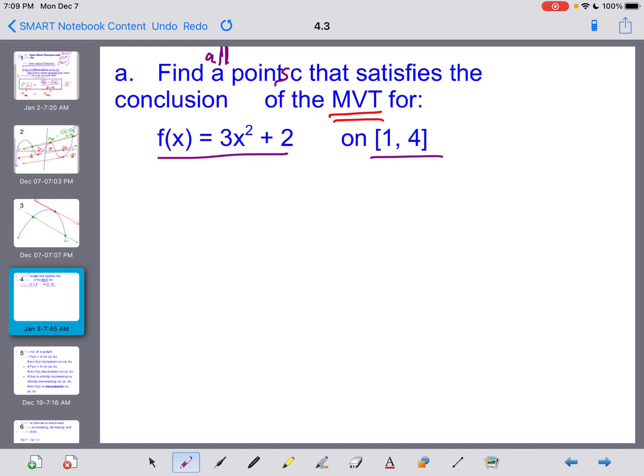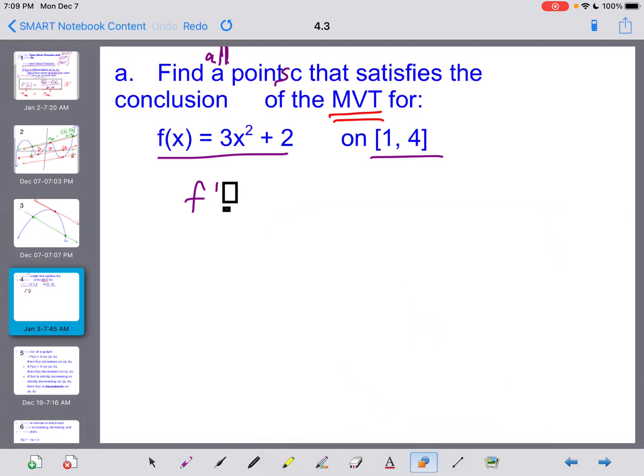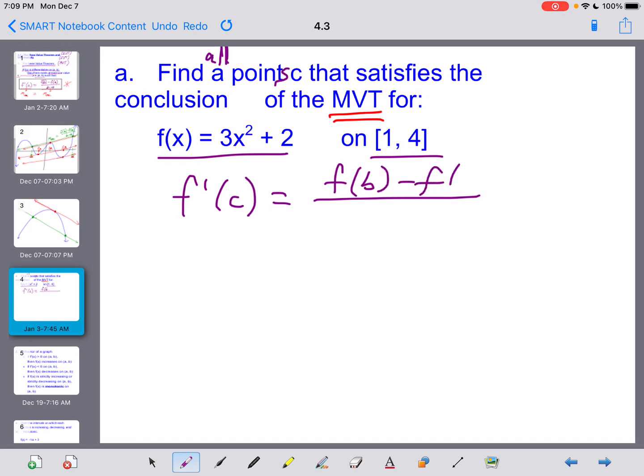Okay, so what do we need to know, guys? The formula for the mean value theorem is f prime of C is going to equal a difference quotient now of f of B minus f of A all over B minus A. So this left side, f prime of C, means that we have to take the derivative of this function and evaluate it at an x value of C.